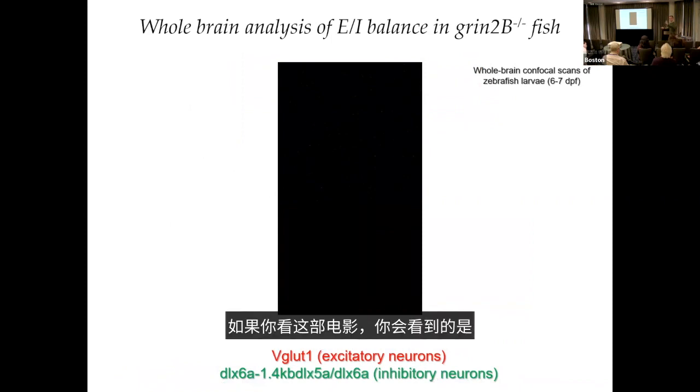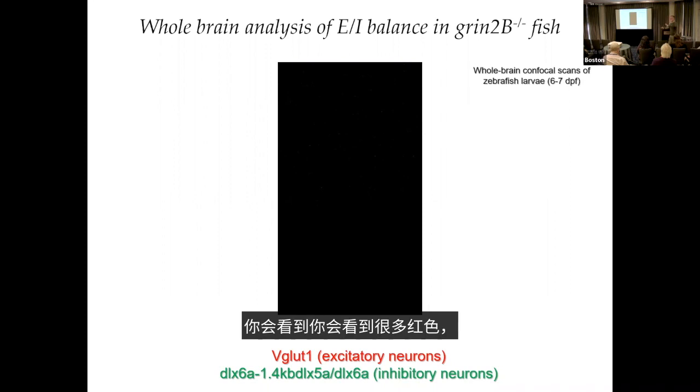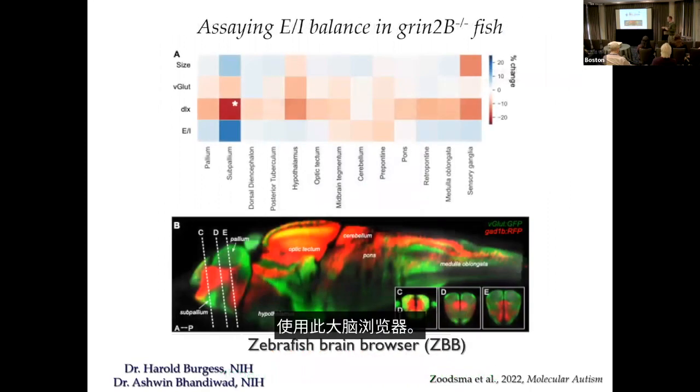What you would see if you go through this movie is it would display a zebrafish brain, starting from the dorsal side and moving down through to the ventral side. You would see a lot of red, you would see a lot of V-glut, and you would see a lot of green, both glutamatergic. But we went in and quantified the expression using this brain browser. And this again was done in collaboration with Harold Burgess at NIH.